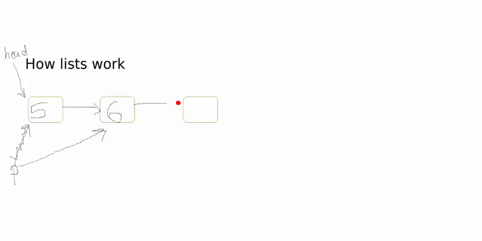So the same thing you do here. We'll move to the next one, point to the next one, make this point to this node, and then you can change the data there, for example 7, and at the end you can make it null. So that's how lists work.